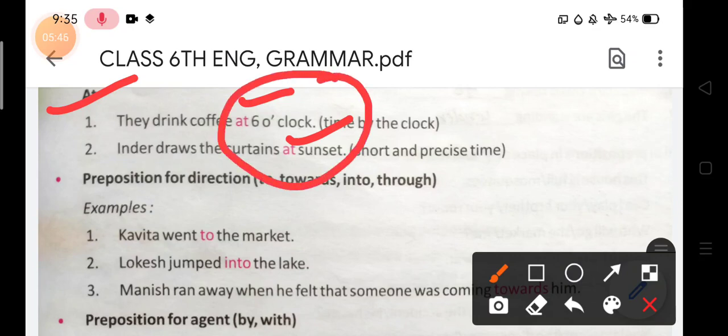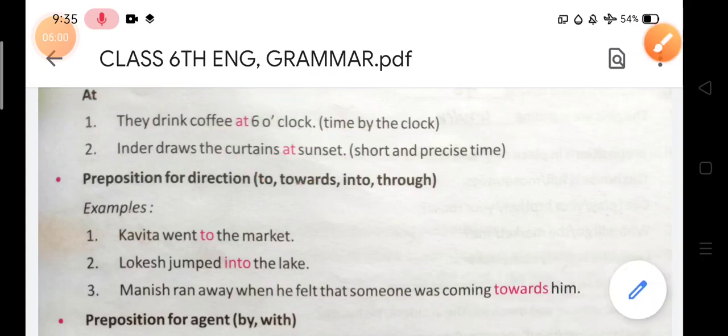In the first sentence we have seen the time of the clock, and second, sunset is also a time. So in this way you can understand that for this kind of time you can use "at". So "at" is also a preposition. They drink coffee at 6 o'clock, and she draws the curtains at sunset.